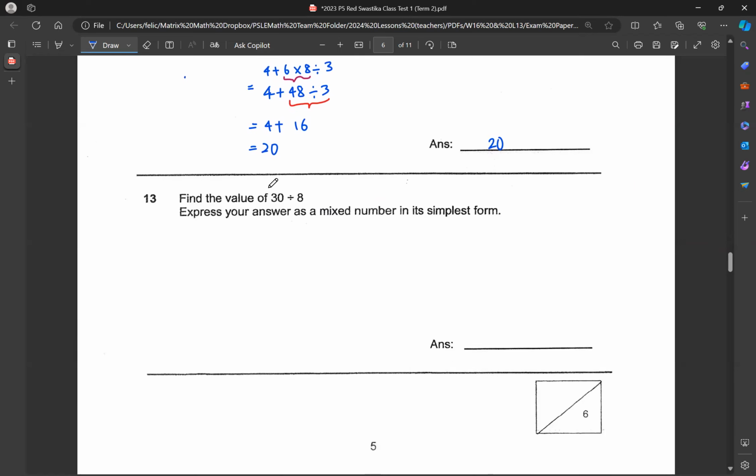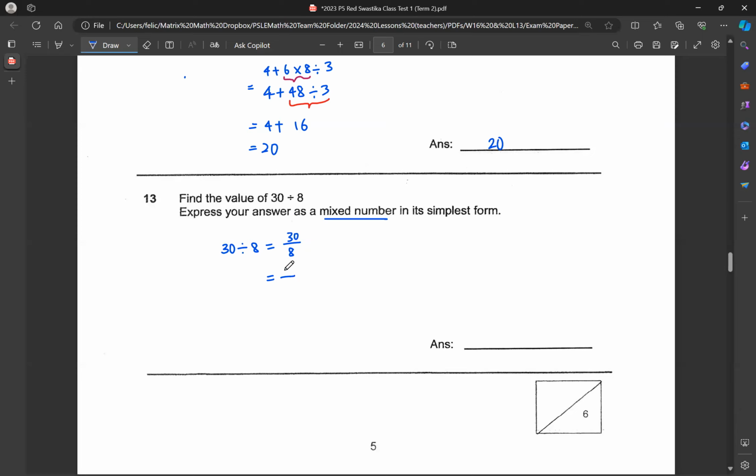Okay, next, find the value of 30 divided by 8. Express your answer as a mixed number, so they want a fraction. Okay, so remember a division itself also acts as a fraction. So 30 divided 8 means you can put it as 30 over 8. Now you can go on to either change the mixed number first, or you want to simplify this fraction first. It's up to you.